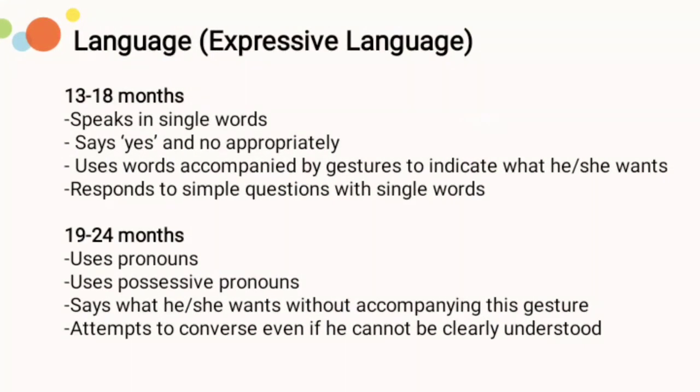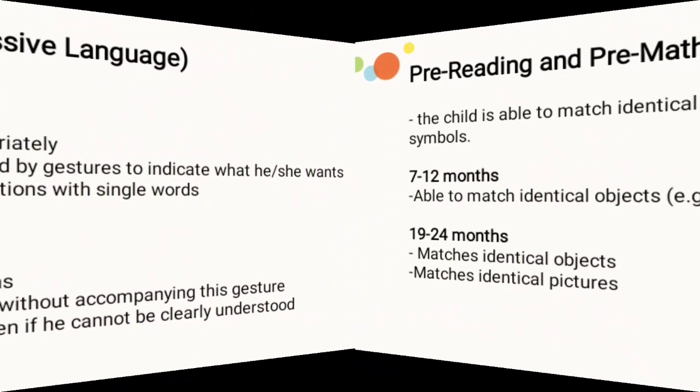In 13 to 18 months, they will speak in single words, say yes and no appropriately, use words accompanied by gestures to indicate what he or she wants, and respond to simple questions with single words. In 19 to 24 months, they will use pronouns, use possessive pronouns, say what he or she wants without accompanying gestures, and attempt to converse even if he cannot be clearly understood.